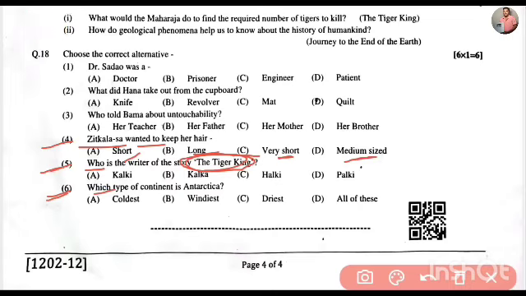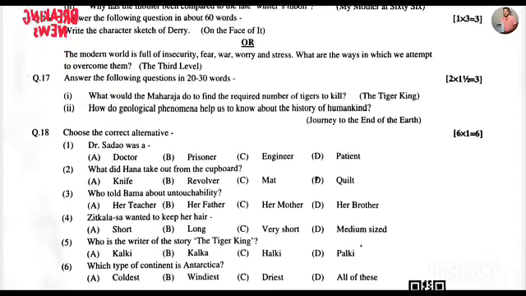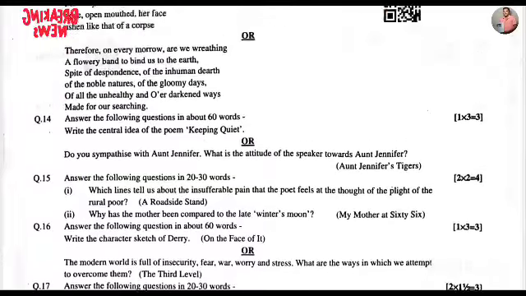Question number 6 is, which type of consistency in Antarctica. So in this it is coldest, windiest, driest, all of the above. So 4 options are given in this also. You have to tell which option will be correct.